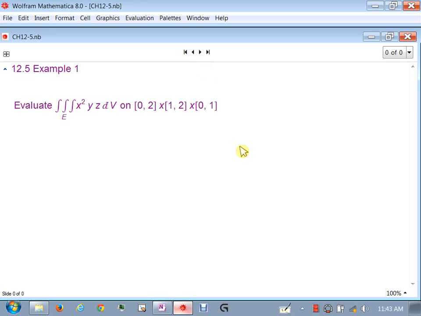Okay, so now here's an example. Evaluate this triple integral. All I'm going to do is set it up, and then, well, I guess I'll go through. It's our first one.